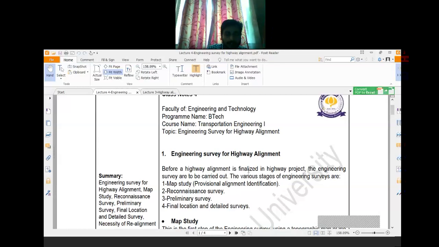In our previous class, we also discussed different points through which your alignment should pass and different points through which your alignment should not pass. So in this class, we discuss the survey techniques used for the decision making of highway alignment.